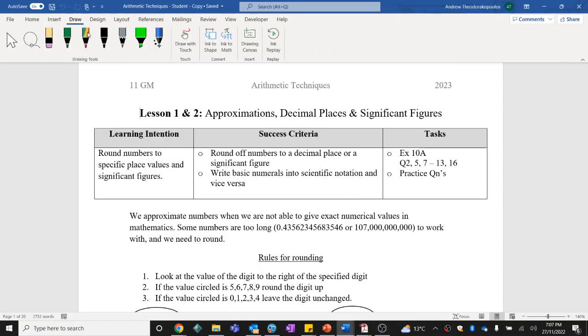Hey, Year 11. So let's start with the very first topic of the year, and this is lessons 1 and 2 on approximations, decimal places, and significant figures.